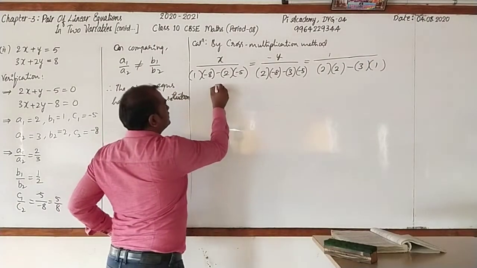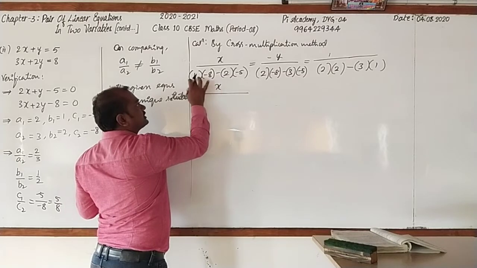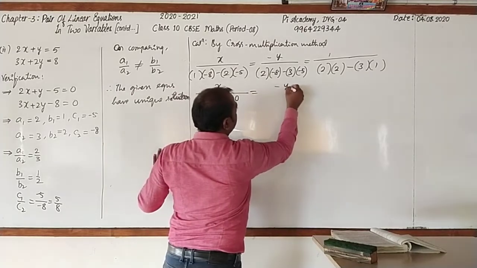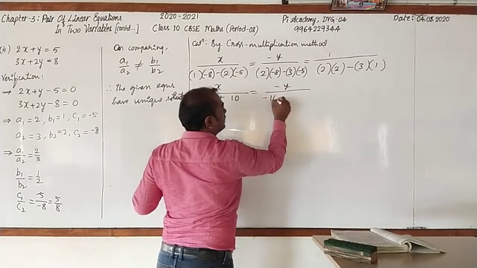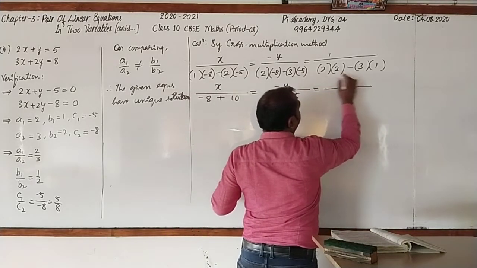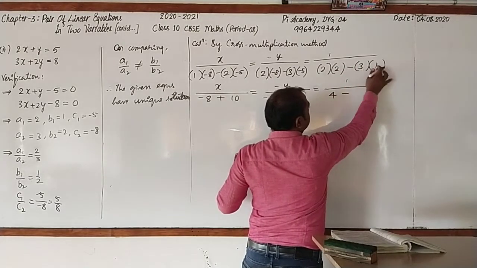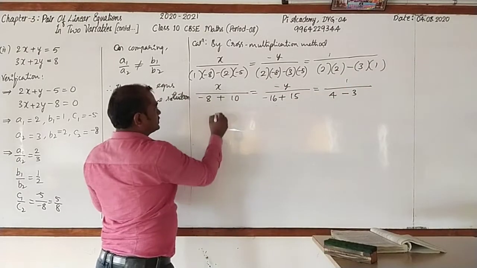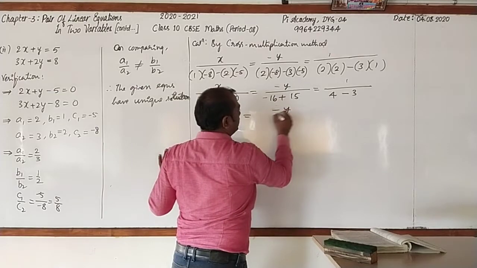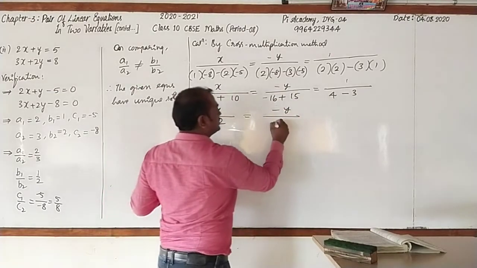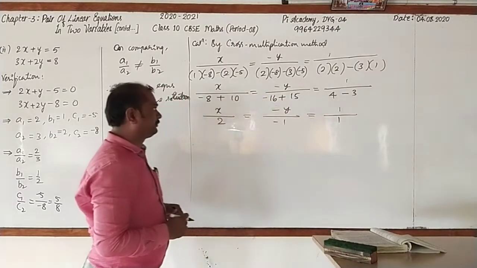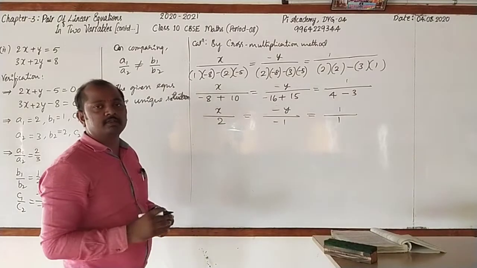Next, let's go for simplifying. x by multiplying: minus 8 into 1 is minus 8. Here minus into minus is plus, 5 2s are 10. It is equal to minus y by 2 into minus 8, minus 16. Minus into minus is plus, 5 3s are 15. This is equal to 1 by 2 2s are 4 minus 3 1s are 3. Next, x by minus 8 plus 10, it is 2. Minus y by minus 16 plus 15, this is minus 1, which is equal to 1 by 4 minus 3, this is 1.